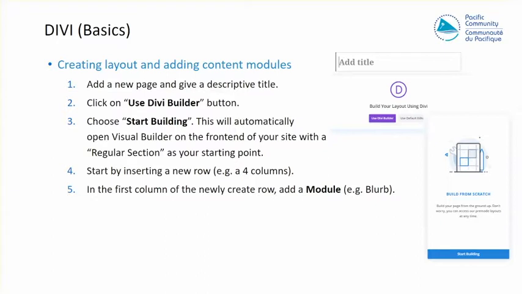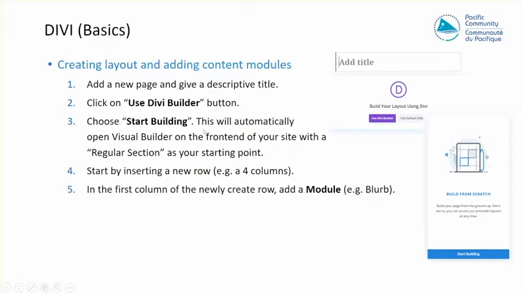Now it says, add a new page and give a descriptive title. Okay, I can't stress it enough. You guys must give a descriptive title to your page. And the next step is to click on the Use Divi Builder button, which is the purple button there. And then you choose Start Building. There are going to be 3 options there, but you can choose Start Building.